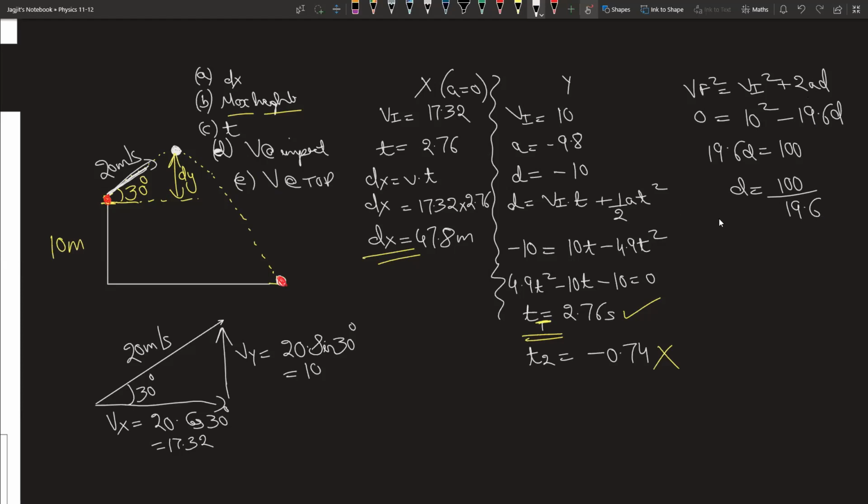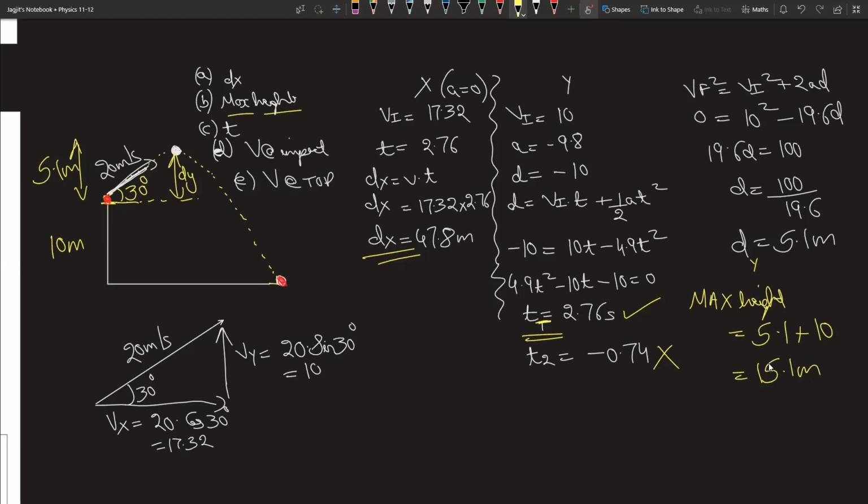It gives you 5.1. Now guys, is 5.1 my maximum height? Is this my maximum height? No, no. This is only this portion right here that you found. This is 5.1. But what's the height at that point? It's 10 plus 5.1. So keep that in mind. That's another common mistake. The maximum height is actually 5.1 plus 10, which is 15.1 meters.